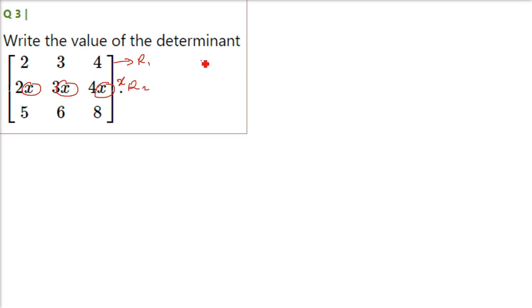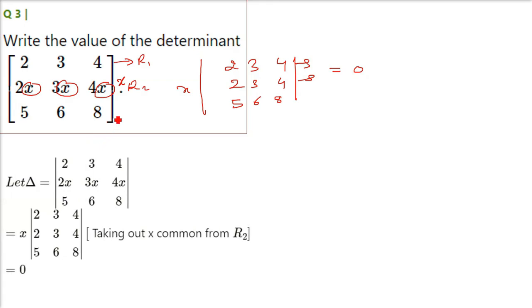When we take x outside, it will be 2, 3, 4, 2, 3, 4, 5, 6, 8. That means first and second rows are exactly similar. And we know when 2 rows or 2 columns are similar, the determinant will be 0. So taking out x, this is going to be 0.